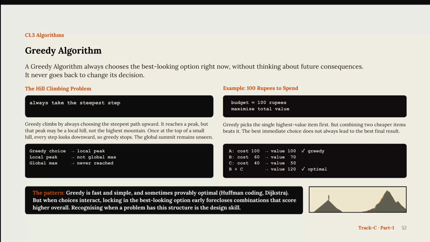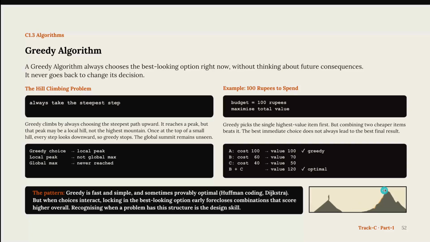Imagine a person is climbing a mountain. He always takes the steepest step immediately. What this does is he will always go to the local peak immediately, but he might never know what the global max is, because he's never looking at, hey, the step that I'm taking, is it towards the local peak or a global peak? So he never looks. Whatever is the nearest steepest step, he climbs it. And the image shows the same. You find the steepest and go there, but you never look at the global max.